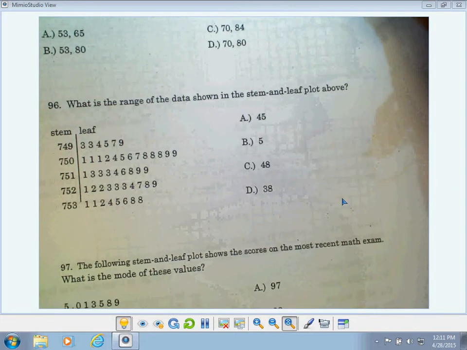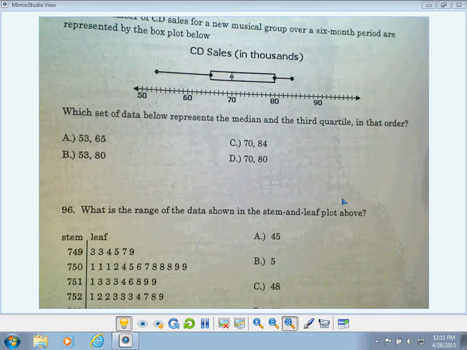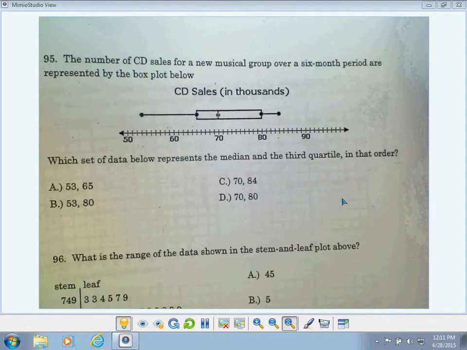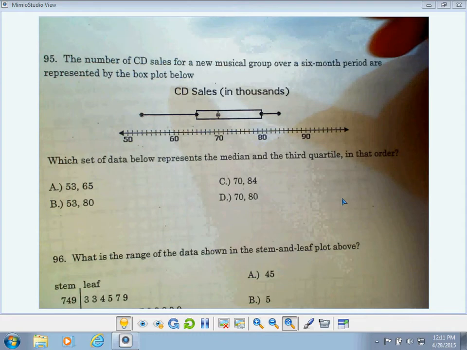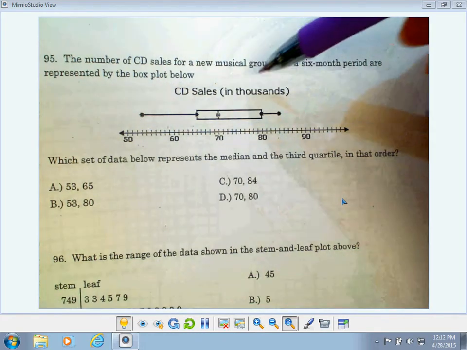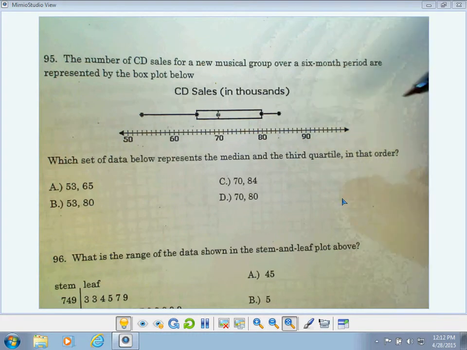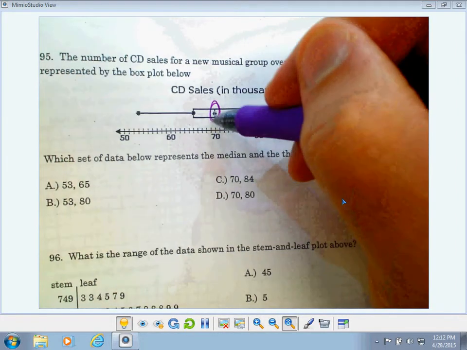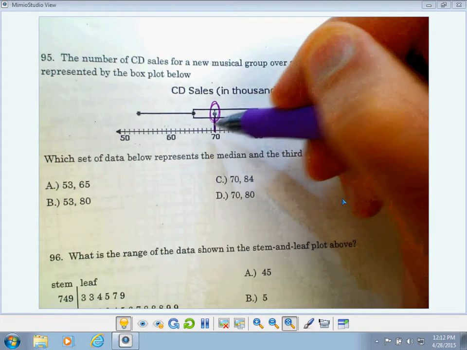Alright, you're going to have a lot of box and whisker plots on this test. So when we do this one, it's important to be able to read these things in a whole lot of different ways. This one says the number of CD sales for a new musical group over a 6-month period are represented by the box plot below. Which set of data below represents the median and the third quartile in that order? Okay, the median is the line that's drawn inside the box. So the median for this one is 70.